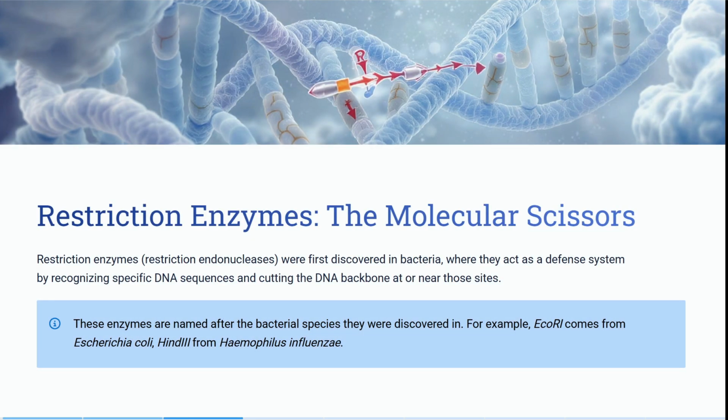Let's begin with restriction enzymes, also called restriction endonucleases. These were first discovered in bacteria, where they act like a defense system. Their job is to recognize specific DNA sequences and then cut the DNA backbone at or near those sites. These enzymes are named after the bacterial species they were discovered in. For example, EcoR1 comes from Escherichia coli, HindIII from Haemophilus influenzae. The naming is kind of a code that tells you their bacterial origin.